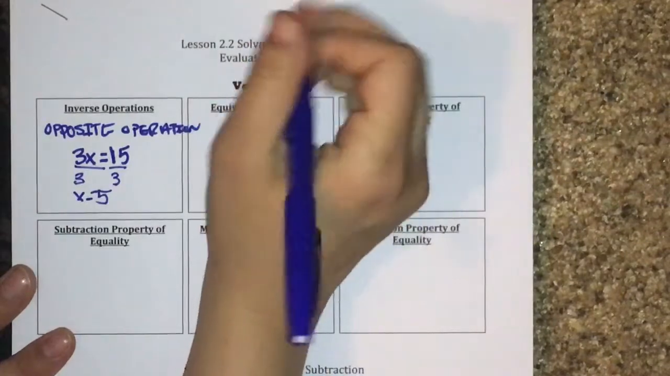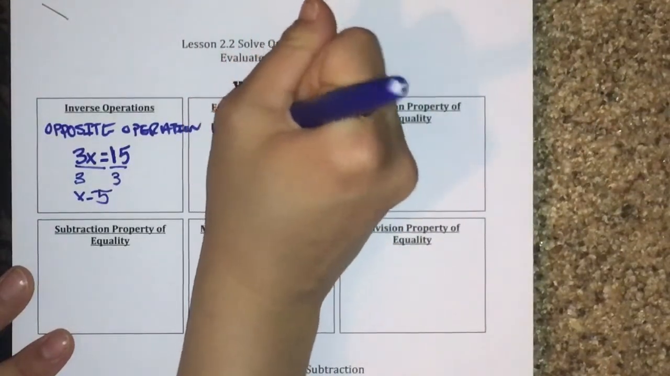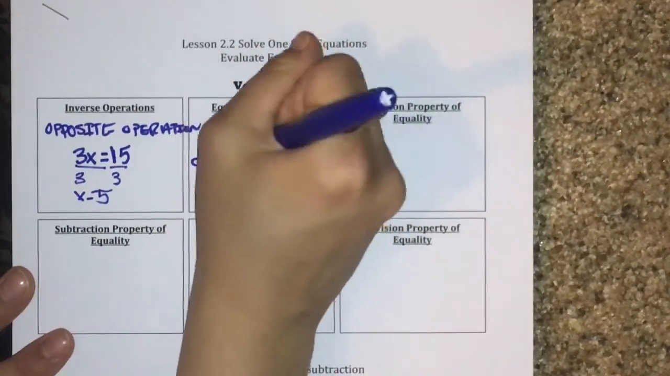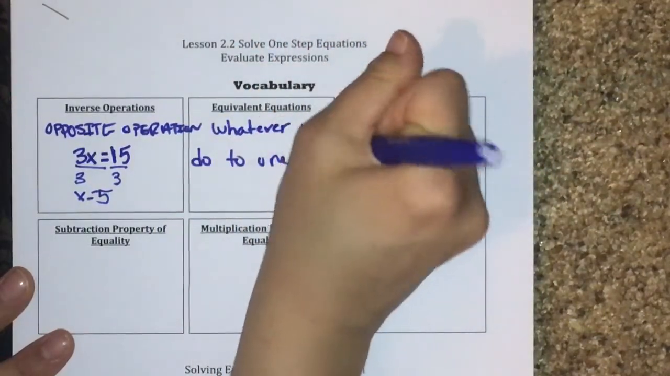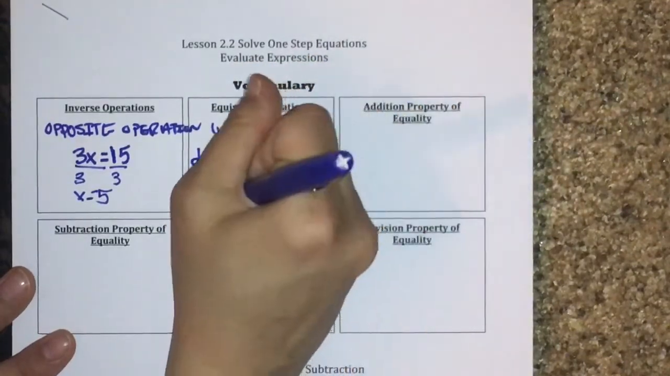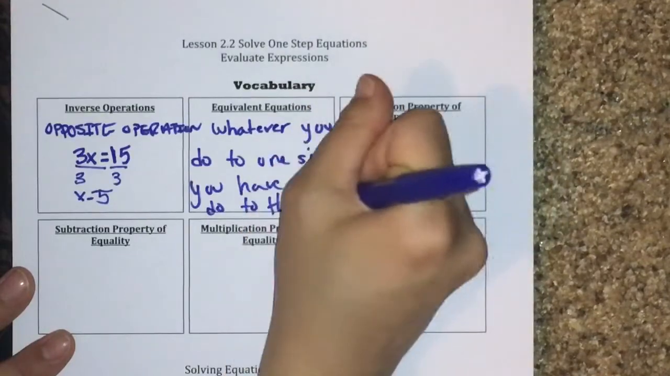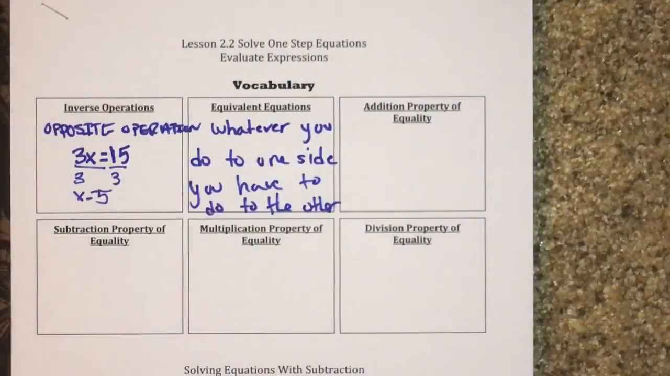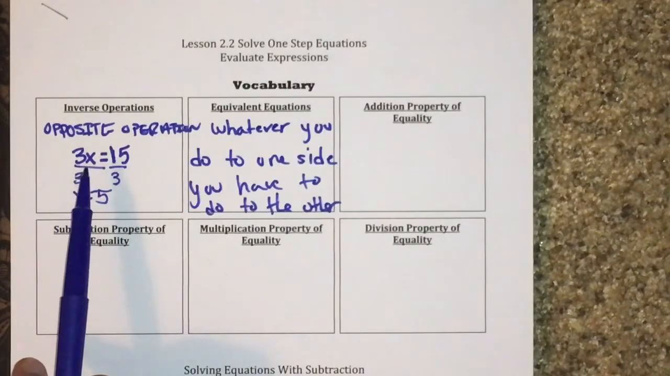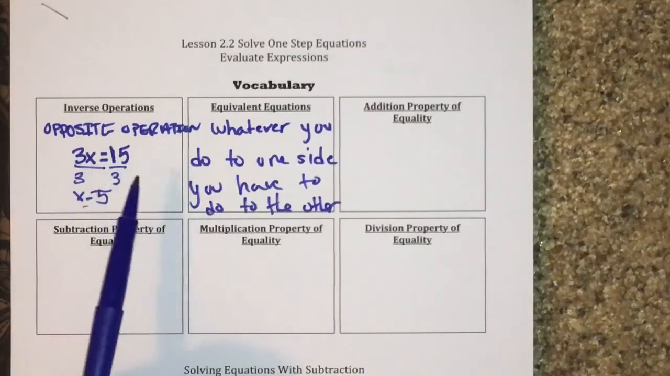Equivalent equations. Basically, whatever you do to one side, you have to do to the other. Whatever you do to one side, you have to do to the other side. For example, in that first example I showed you, I divided by 3. I didn't just divide by 3 to the x, I also had to divide by 3 to the 15 as well.